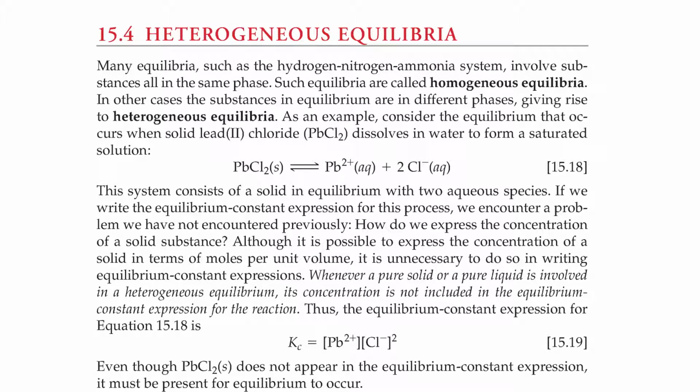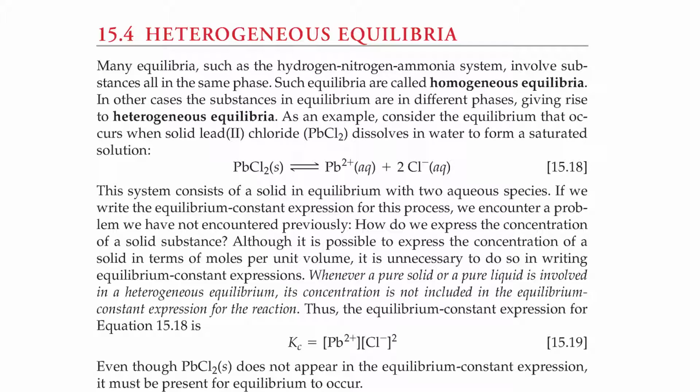Section 15.4 Heterogeneous Equilibria. Many equilibria, such as the hydrogen-nitrogen-ammonia system, involve substances in all the same phase. Such equilibria are called homogeneous equilibria. In other cases, the substances in equilibrium are in different phases, giving rise to heterogeneous equilibria.